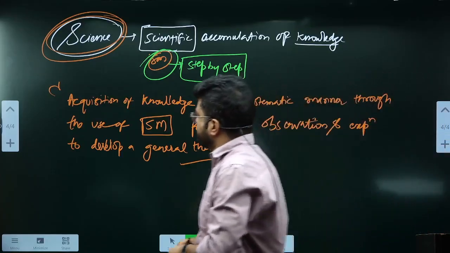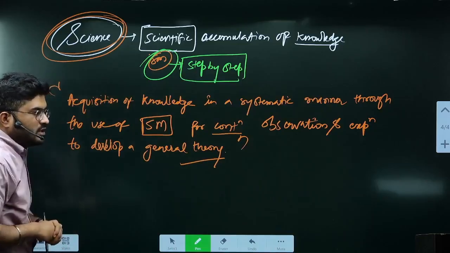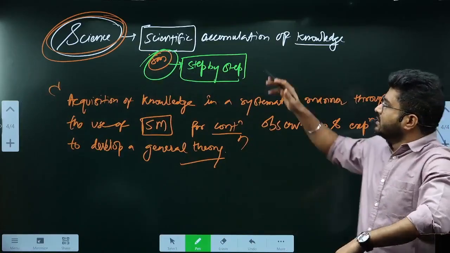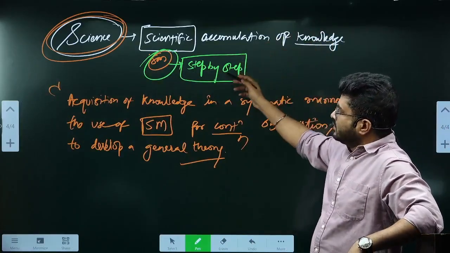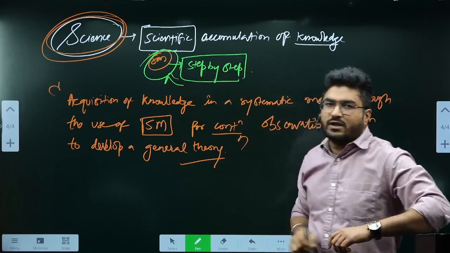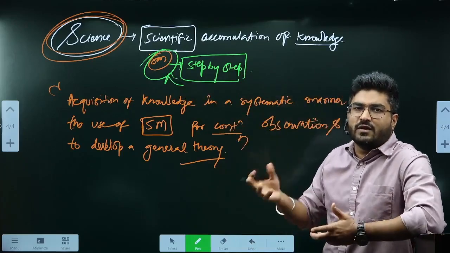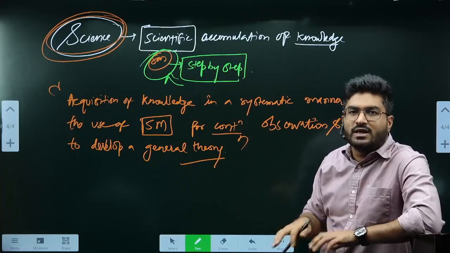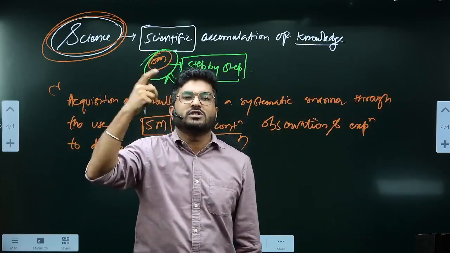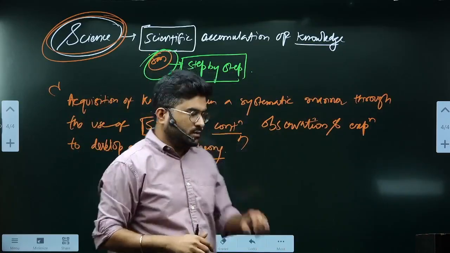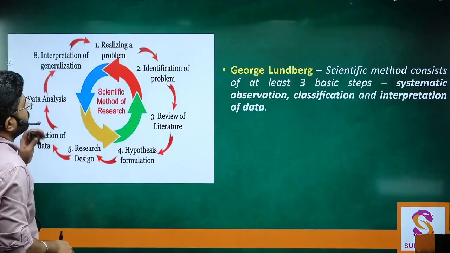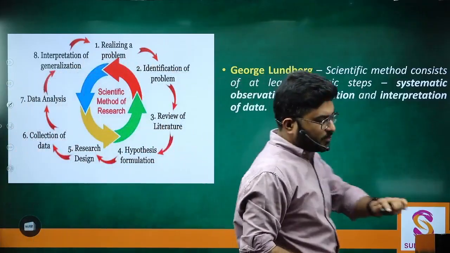Now, this is our definition. Now, what is scientific method? We have understood science: scientific accumulation of knowledge. That scientific accumulation of knowledge step by step is known as scientific method. So if there is a scientific method, there will be some approach to it. What is that approach? What is the process of gathering data in the sciences? So this is what the process is all about.